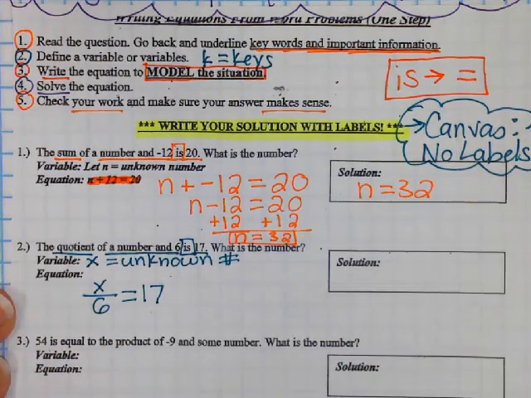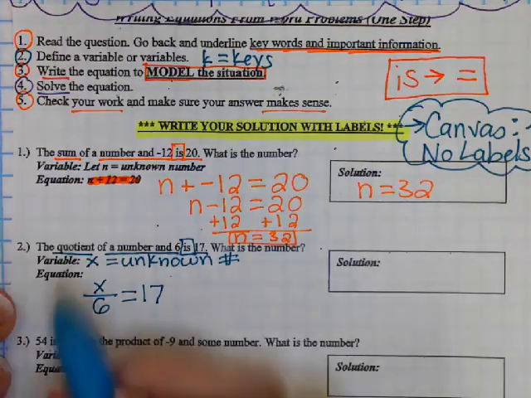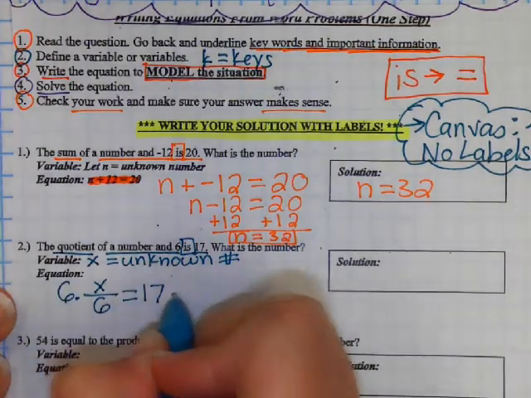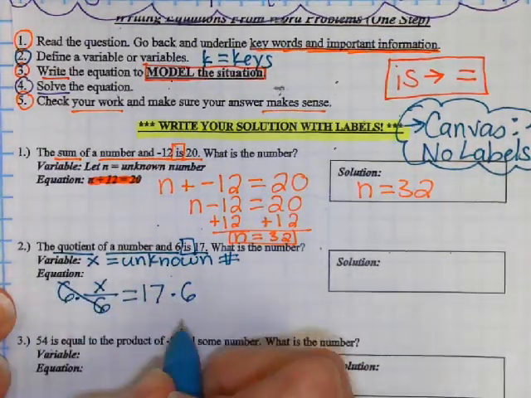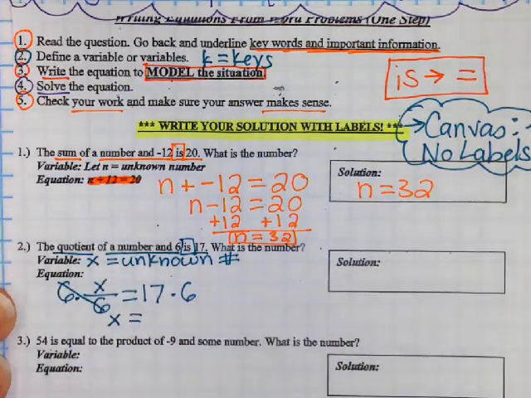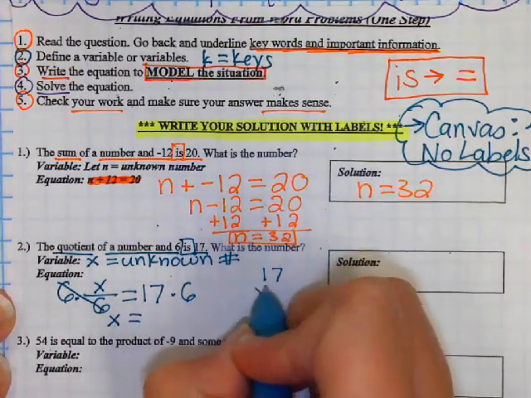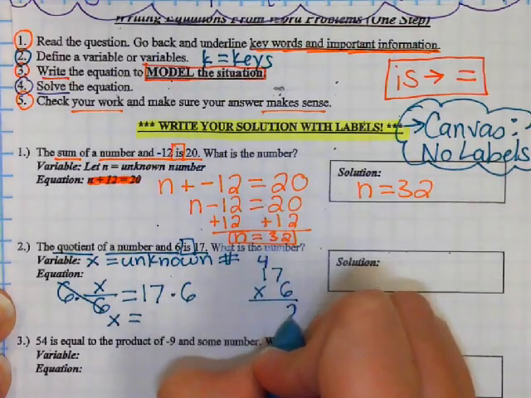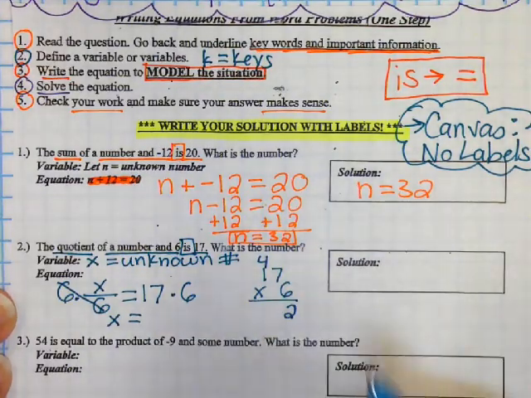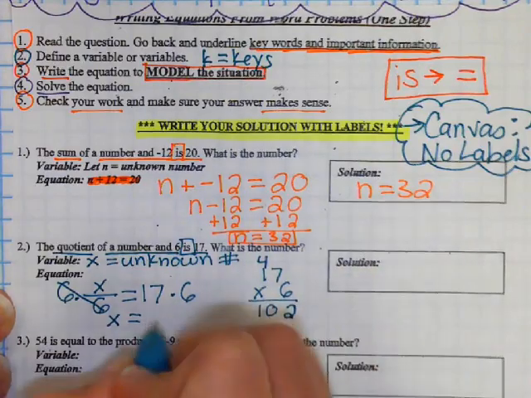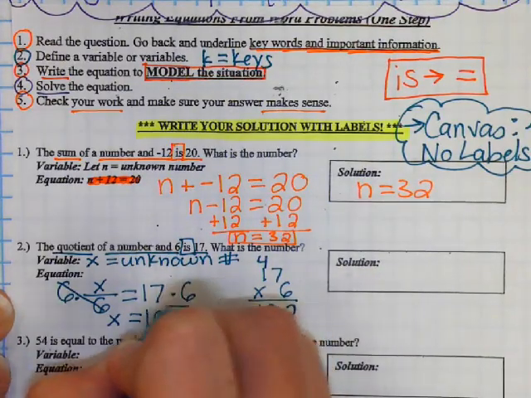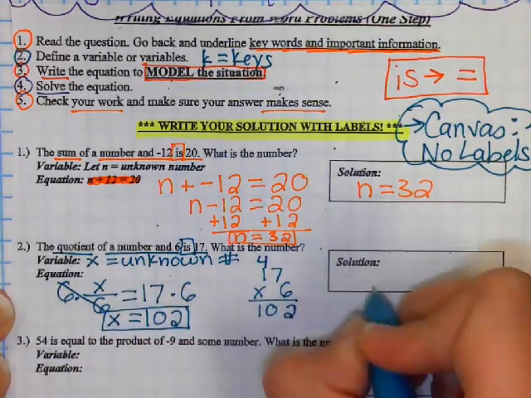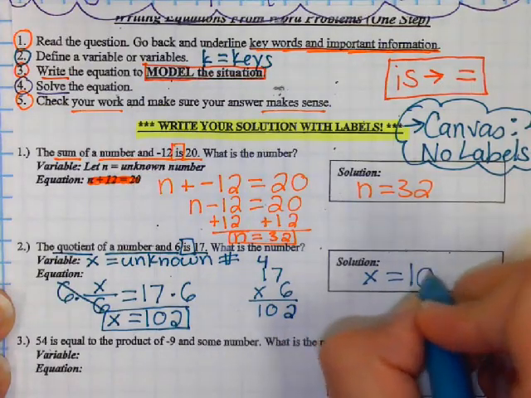Now I need to solve. I need to multiply both sides by 6 because that's the inverse operation of division. 17 times 6. 6 times 7 is 42. 6 times 1 is 6, plus 4 is 10. My answer is 102. So x equals 102.